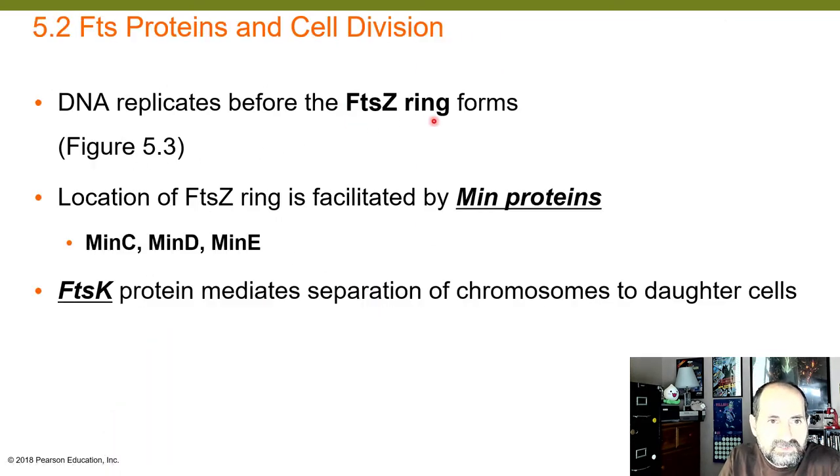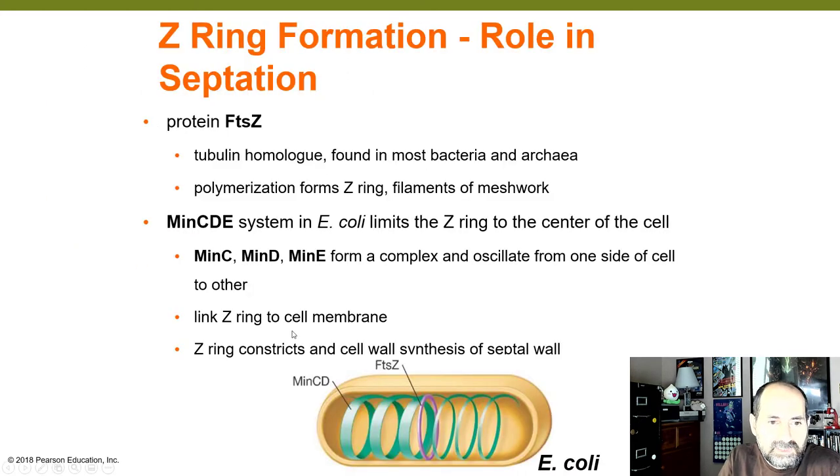So how does the FtsZ ring know where to form? The FtsZ ring knows where to form based on the location of the Min proteins. The Min proteins will oscillate back and forth. And by the way, these Min proteins include MinC, MinD, and MinE. These MinC, D, E complexes oscillate back and forth, kind of like the front of, if you recall, the old 80s TV show, Knight Rider.